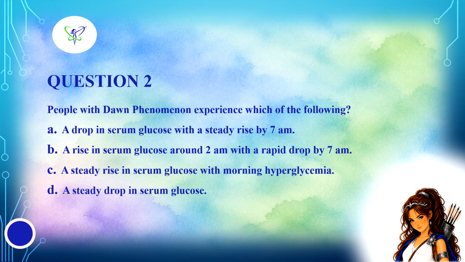Question 2. People with dawn phenomenon experience which of the following? A drop in serum glucose with a steady rise by 7 a.m., a rise in serum glucose around 2 a.m. with a rapid drop by 7 a.m., a steady rise in serum glucose with morning hyperglycemia, or a steady drop in serum glucose? Okay, Artemis, give us a hint. And it is C, a steady rise in serum glucose with morning hyperglycemia. Thanks, Artemis.